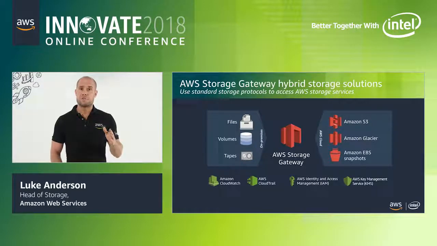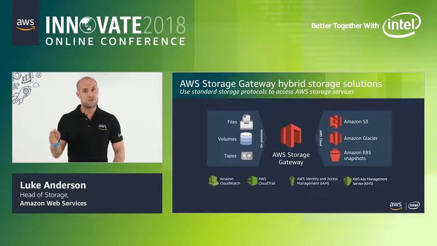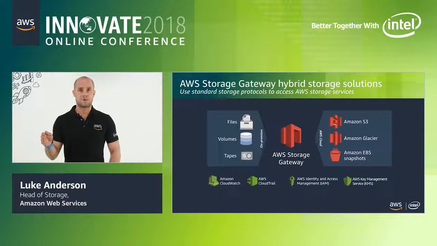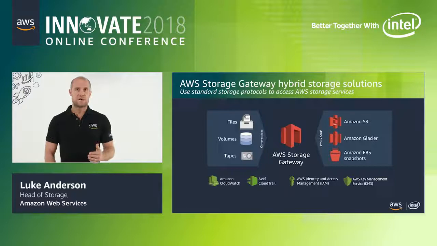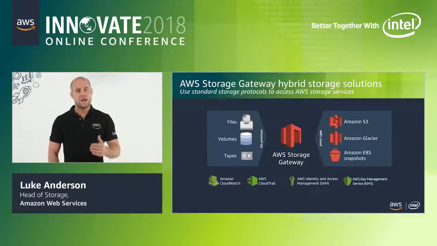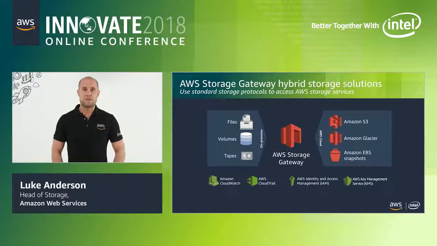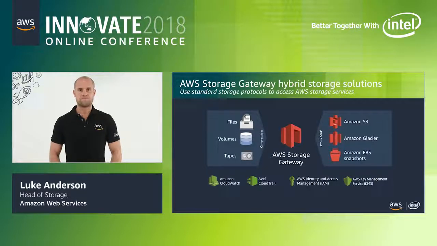So on the left-hand side, you see that we support files, volumes, and tapes. On the right-hand side, you see that we support targets such as S3, Glacier, and EBS snapshots. An important thing to note about the AWS Storage Gateway family is that all modes support AWS CloudWatch, AWS CloudTrail, AWS IAM for security management, and AWS KMS for encryption. So if you're using AWS today, the same tools you use to manage and operate your AWS environment can be used with the AWS Storage Gateway.